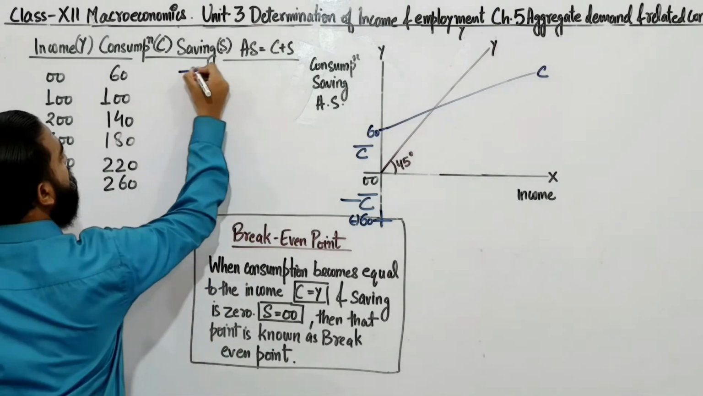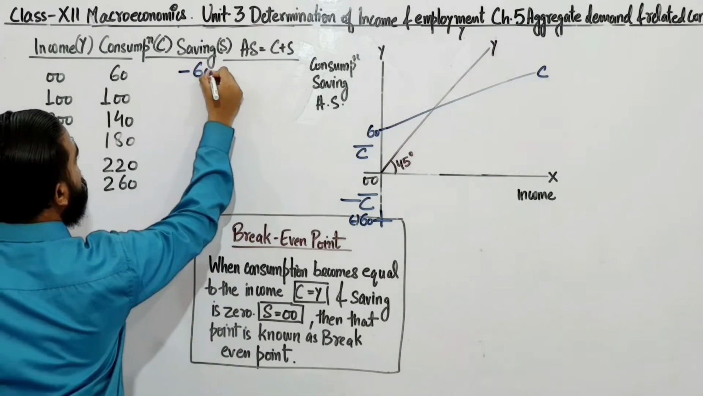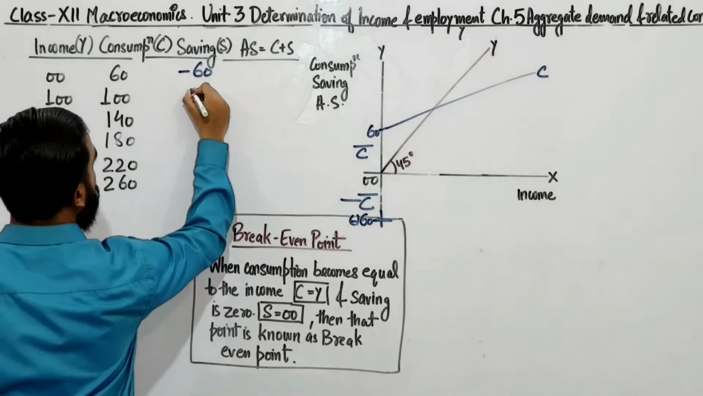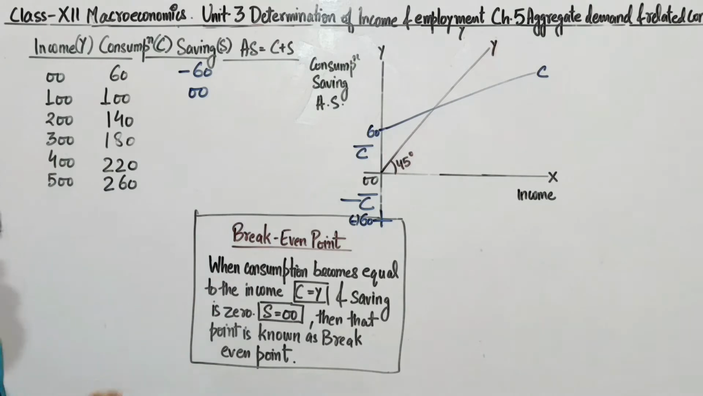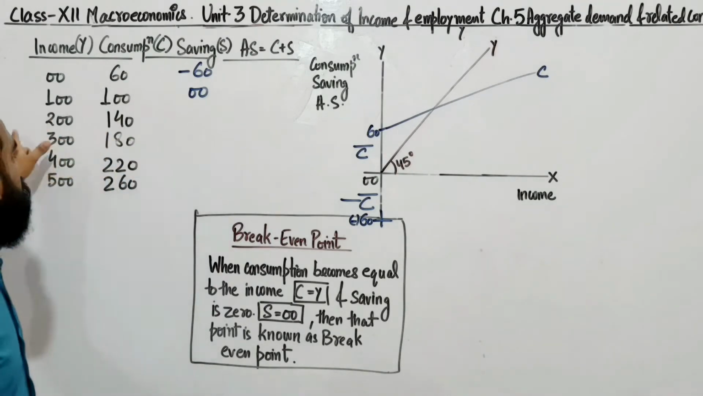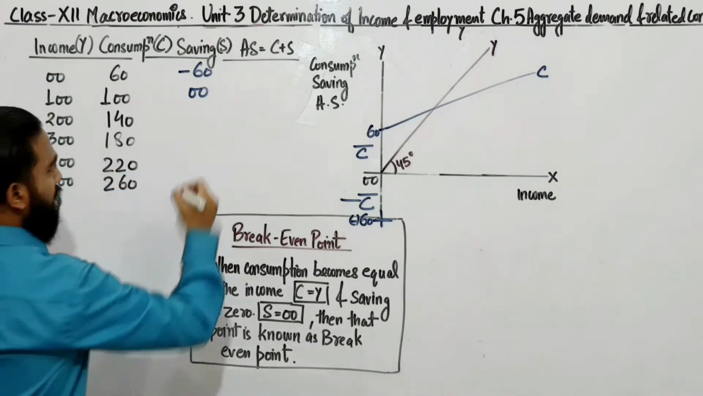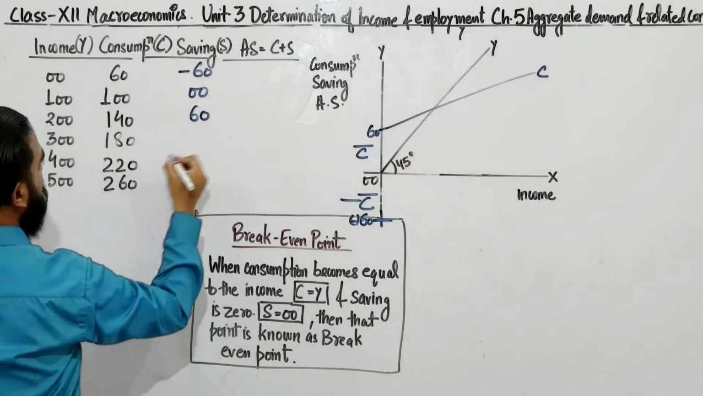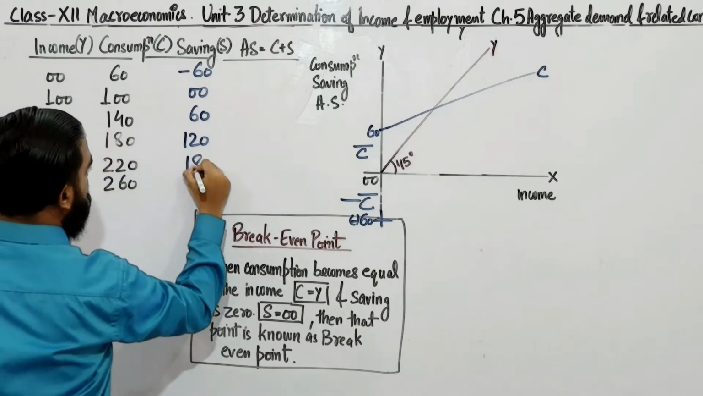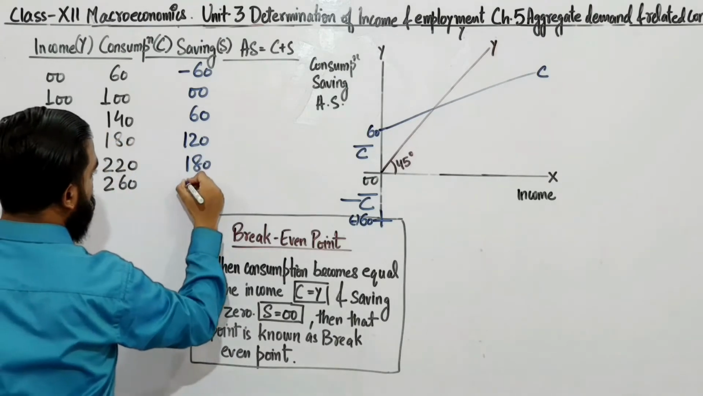Now if saving at zero level of income is minus 60, then at 100 it will be 0, because now you are taking 60. Fine, you are taking 60. Now at 200 it will be 60. At 300 it will be 120. At 400 it will be 180. And at 500 it will be 240.